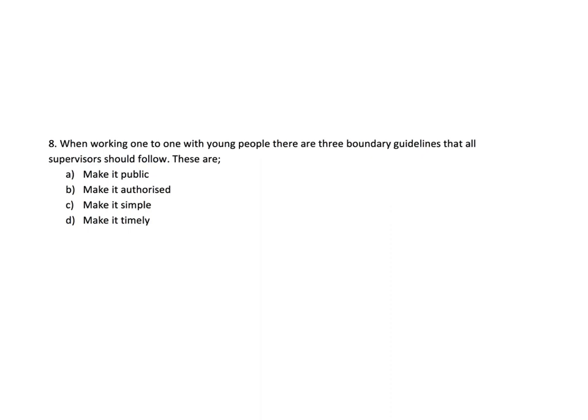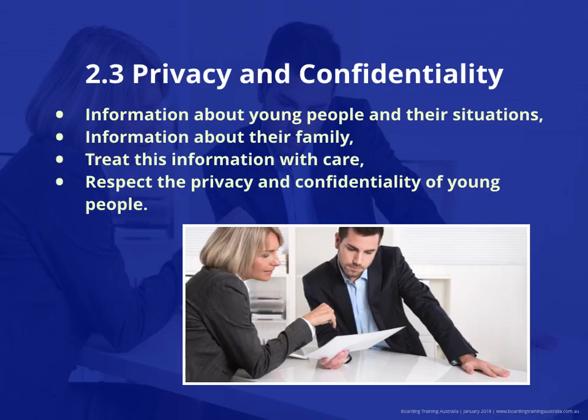Working one-to-one with young people, there are 3 boundaries, and one of those, of course, is incorrect. We want to talk a little bit about privacy and confidentiality. So we get a lot of information about young people and their situations. We need to treat this information with care. We need to respect the privacy and confidentiality of young people.